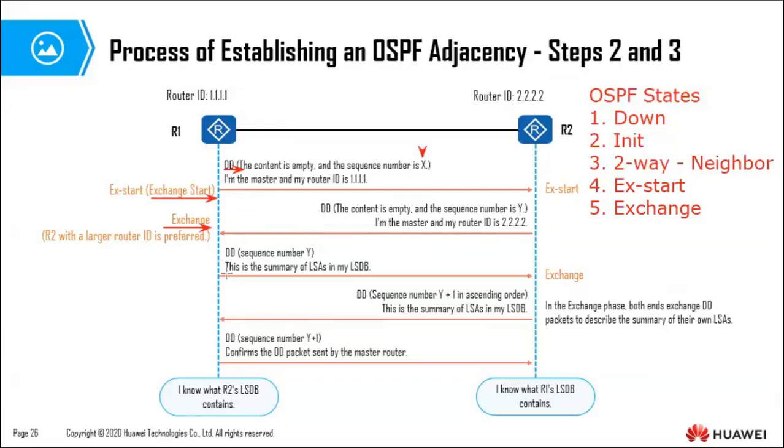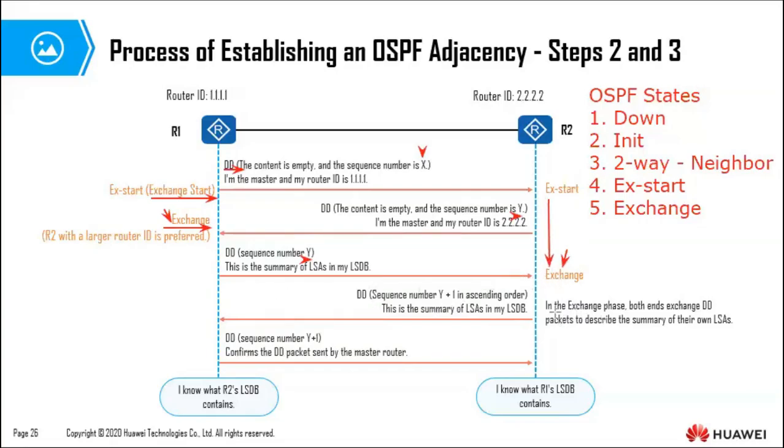Then R1 is also going to send, this is a summary of LSAs in my LSDB. So it's going to send a summary now, not an empty DD packet. And it's going to use the sequence number Y of that particular last message that it receives from router 2. So once it sends a summary LSA, then it transitions to the exchange state. When R2 receives a DD with some summary, it also transitions from exstart to what? Exchange.